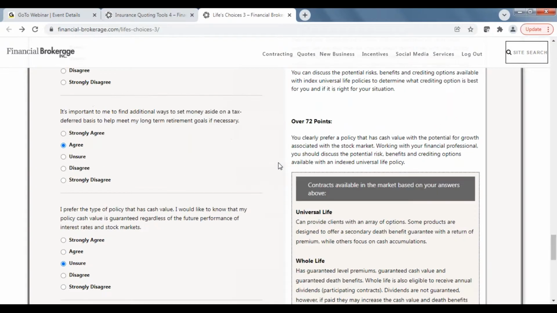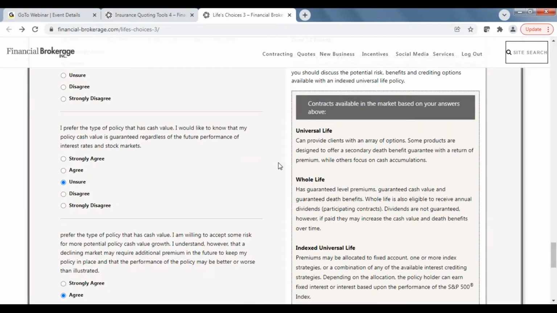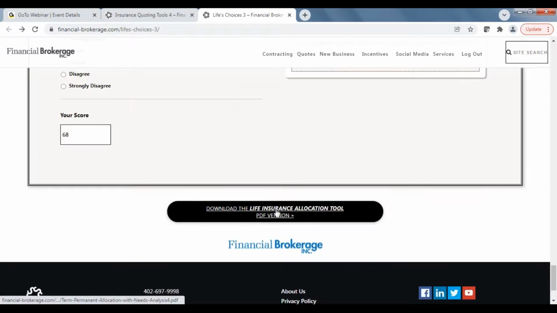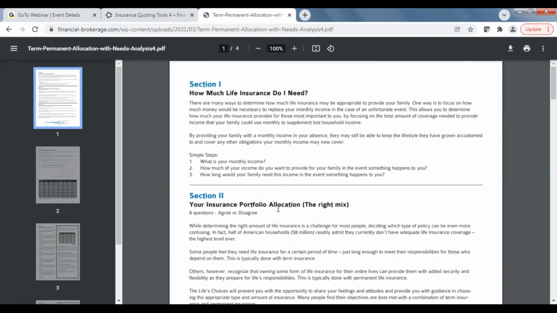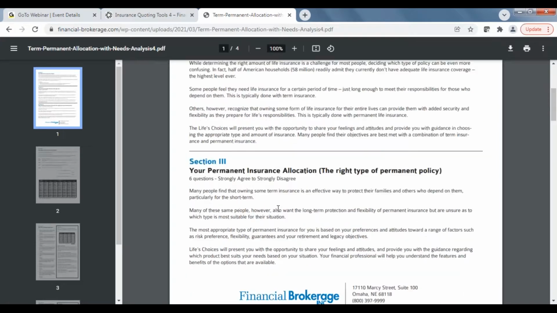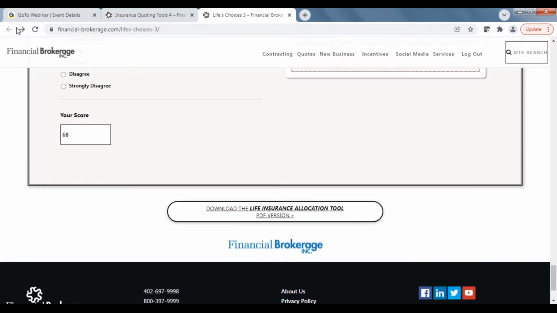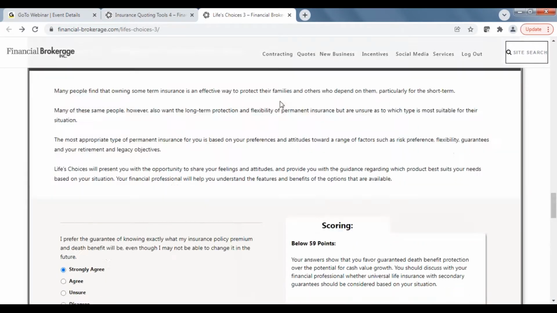The people that have used this, as I mentioned earlier, have reported greater success and certainly higher premiums collected with their clients. And again, at the bottom, if you didn't catch it earlier, there's a PDF version of this same questionnaire, which you could save and then send to your clients to utilize. All right, so that is the life insurance allocation tool.